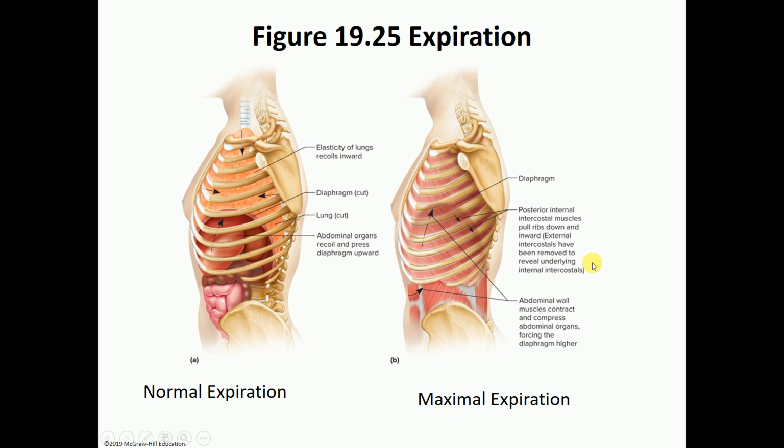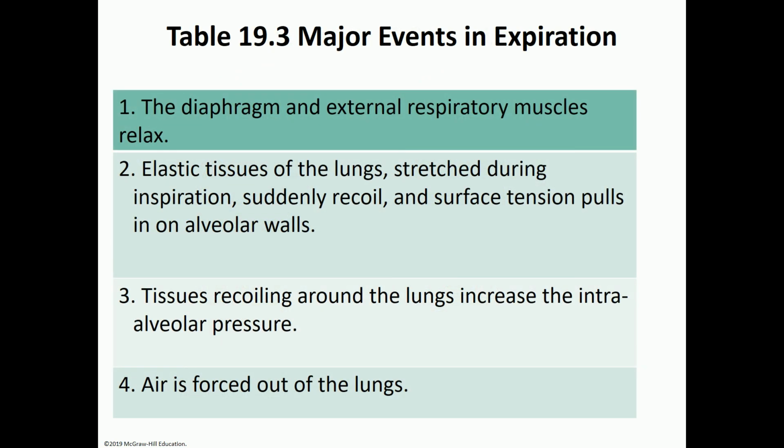So let's say you are trying to blow out a candle and you are blowing as hard as possible. That is not normal expiration. That is a forced or maximal expiration. And we would need to use the abdominal muscles and the internal intercostal muscles to perform it. So the major events in expiration are basically you want the diaphragm to relax. The elastic recoil and surfactant will increase the intra-alveolar pressure above the atmospheric pressure, and that will force air out of the lungs.